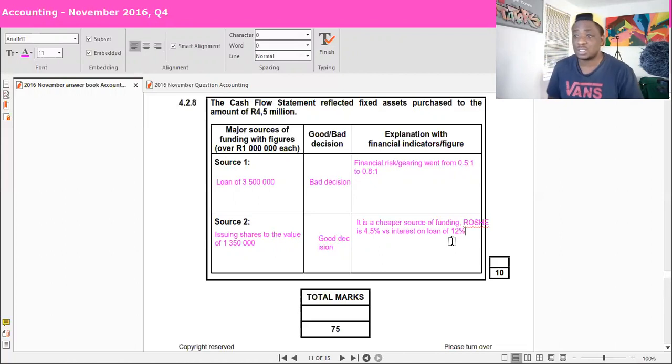And that brings us to the end of our lesson and the end of question 4. We'll be meeting again to do question 5 and finish up this question paper.